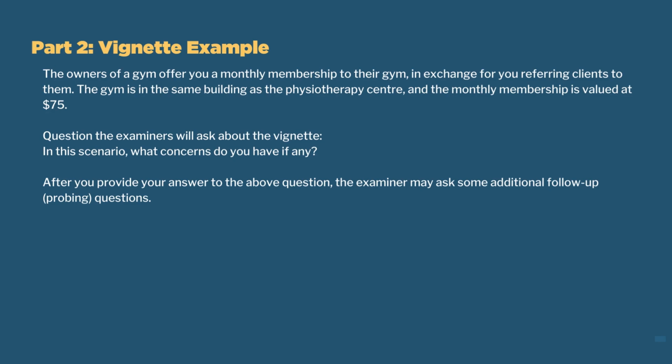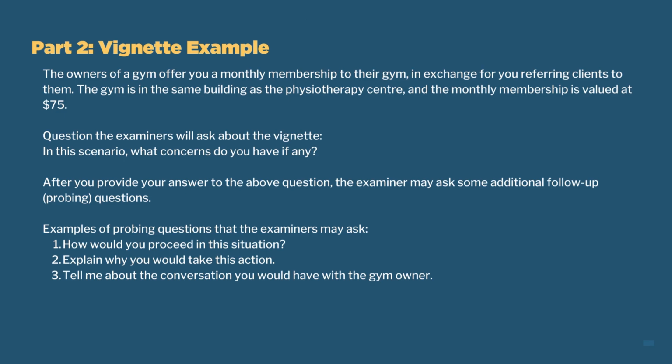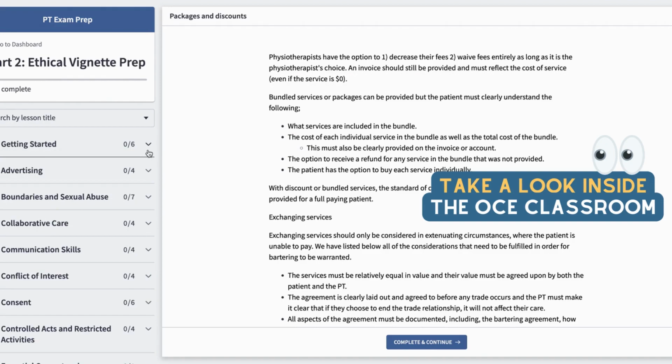In part 2, your examiner may ask you probing questions if you're having issues answering any of those 11 vignette cases. Those questions might be something like, how would you proceed in this situation? Explain why you would take this action. Tell me about the conversation you would have with the gym owner. You can also find this answer key in our Part 2 classroom.